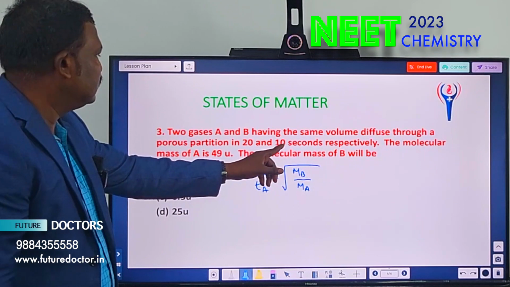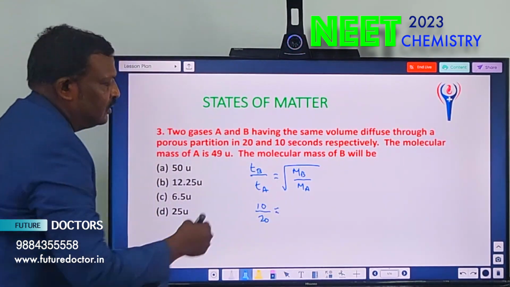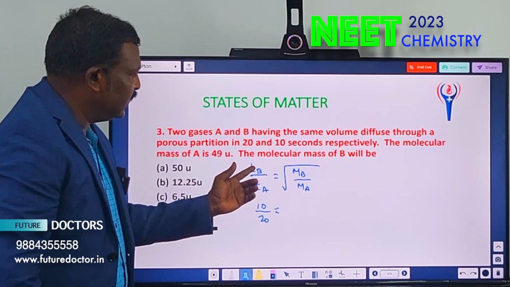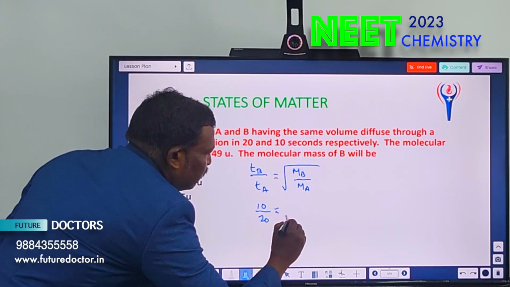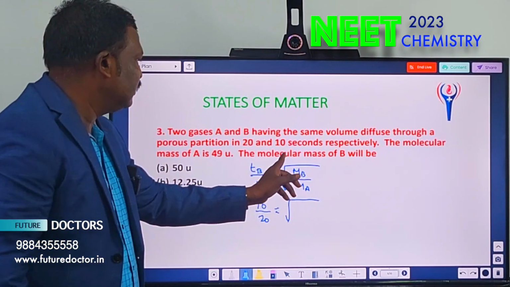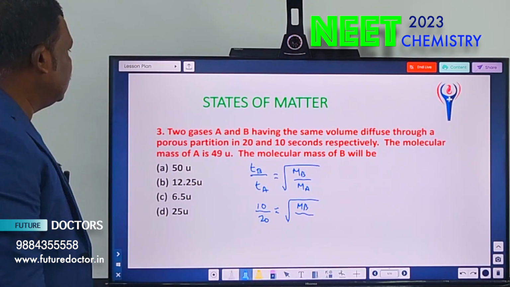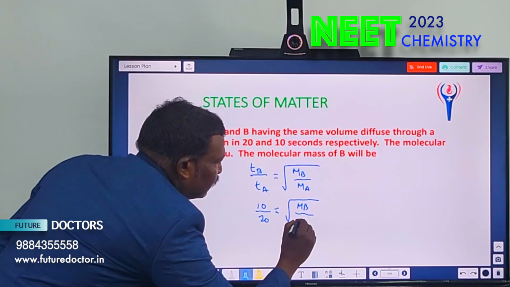Time of B is 10, time of A is 20. Or we can take A by B, no problem. Any of these two are directly proportional. This only just remember. So molecular mass of B, they are asking only molecular mass of B, so you keep as it is. Molecular mass of A is what? A only is given, so 49.